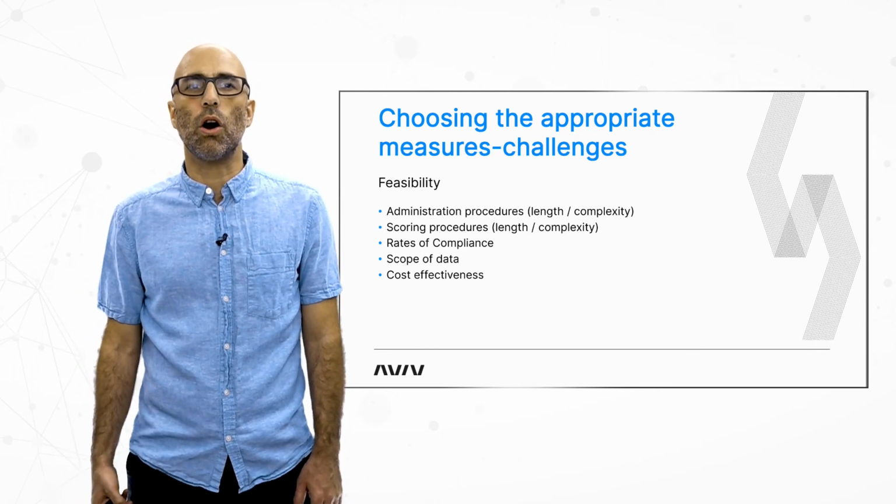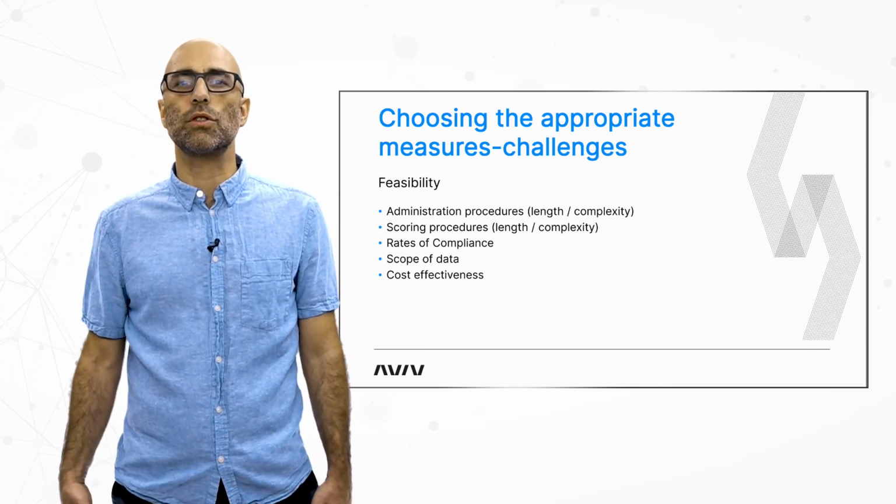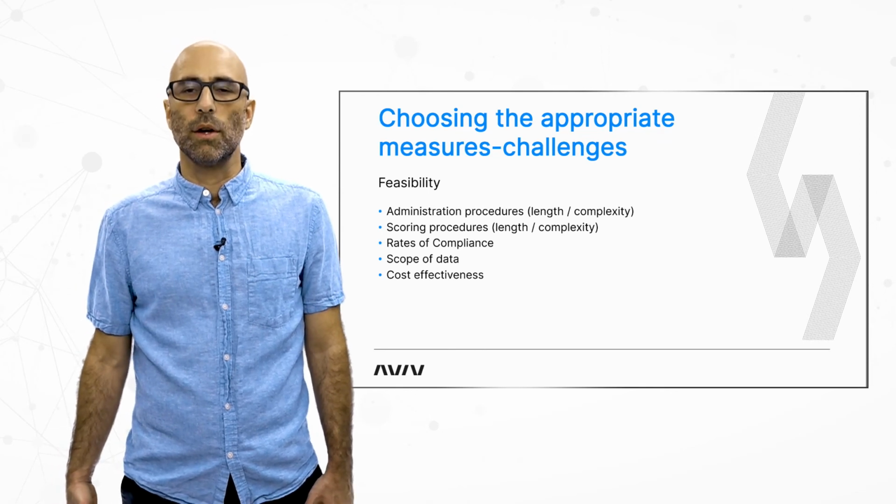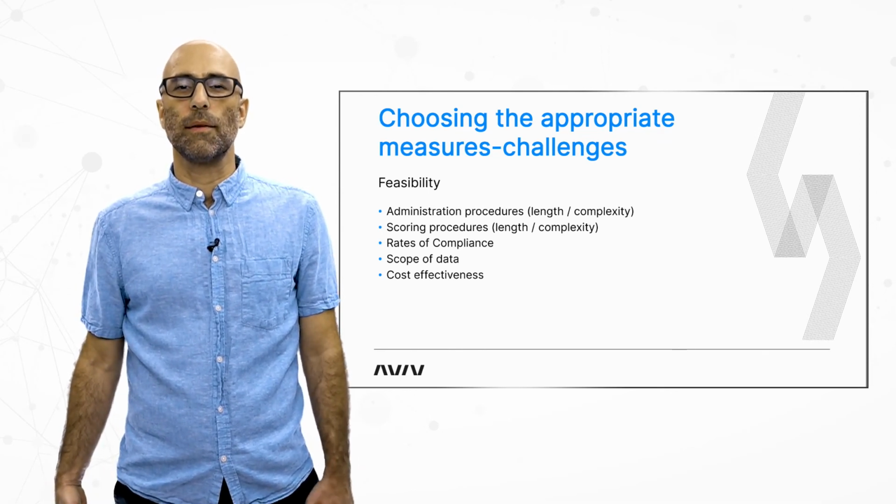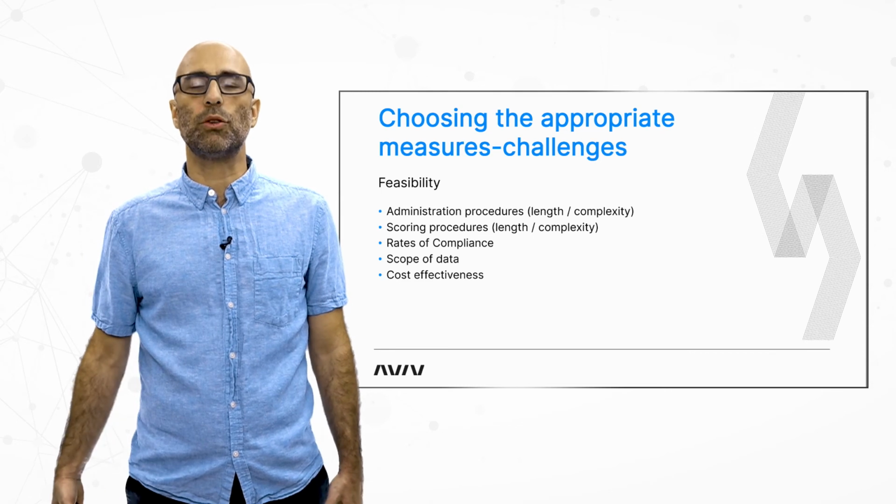The task should also give us a large scope of data. We like tasks that give us a big matrix of data. So in the end, the task should have a high cost effectiveness. It should be short, not too complex, with high rates of compliance and giving us a big scope of data.